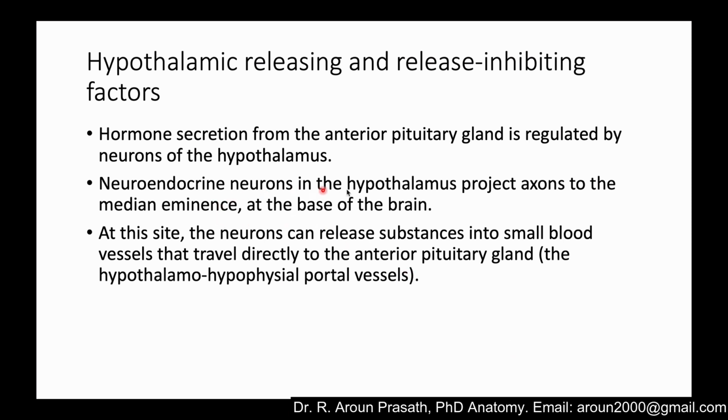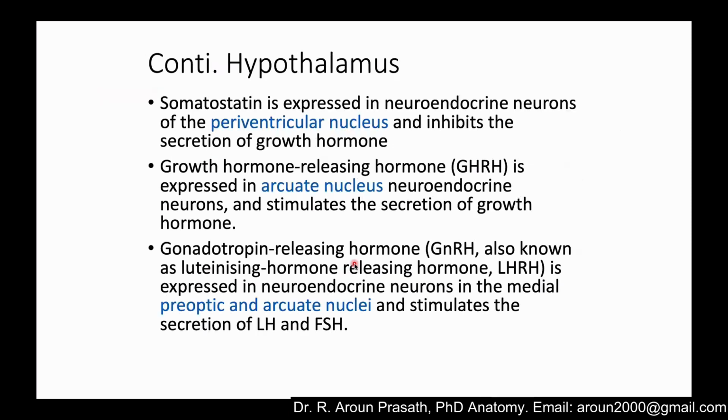Okay, the neuroendocrine neurons in the hypothalamus project axons to the median eminence and to the base of the brain. At this site, the neurons can release substances into small blood vessels that go directly to the anterior pituitary gland. That is called the hypothalamo-hypophyseal portal veins. These small blood vessels connect the hypothalamus to the pituitary gland, and they are called hypothalamo-hypophyseal portal vessels.